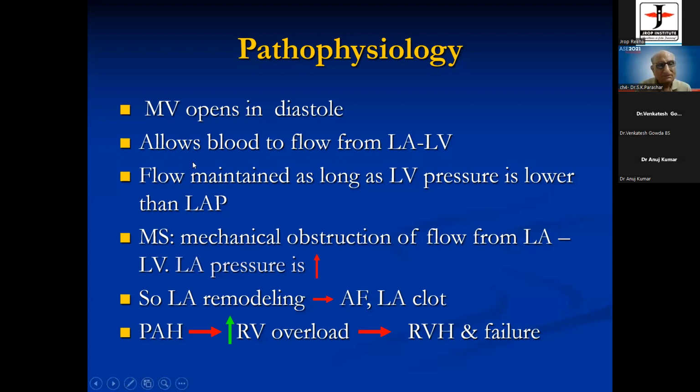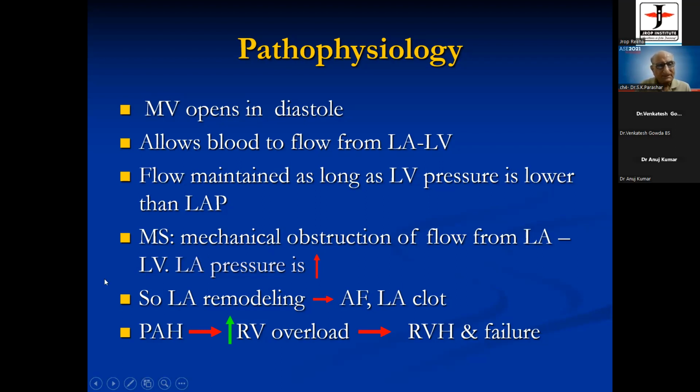So this is what occurs in normal situations. And in mitral stenosis, there is a mechanical obstruction of the flow from left atrium to left ventricle. When there is an obstruction, automatically the pressure in the LA will increase. For example, if you are pushing a man of 50 kg, you require a certain pressure. If you are pushing a man of 90 kg, you require more pressure. So because of the stenotic lesion between LA and LV, the LA pressure increases.